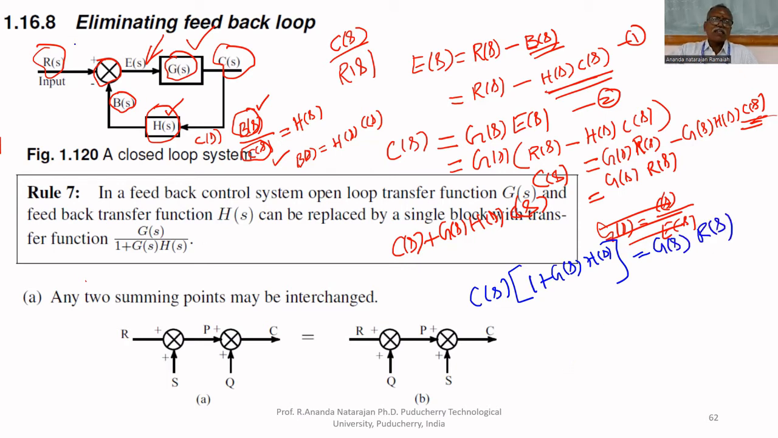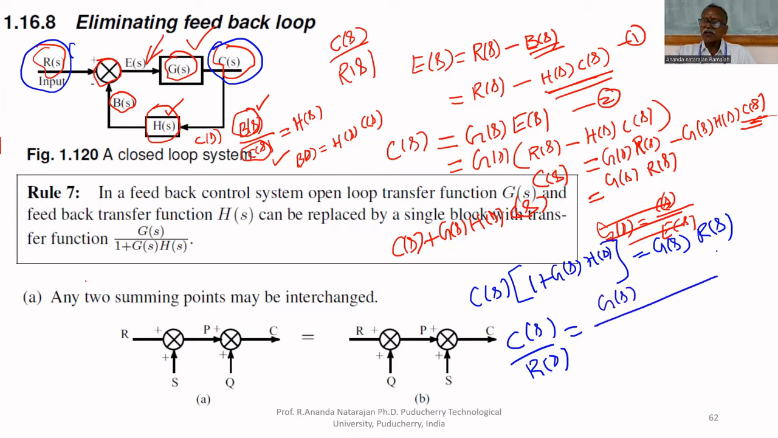If you find the overall transfer function, what is the input? R of S. What is the output? C of S. We need C of S upon R of S, Laplace transform of output by Laplace transform of input. That is equal to C of S upon R of S equal to G of S. On the right hand side, what we are having is G of S. R of S is brought to the left hand side, only G of S is there. On the left hand side, 1 plus G of S, H of S is there. That we can bring to the right hand side, G of S, H of S.